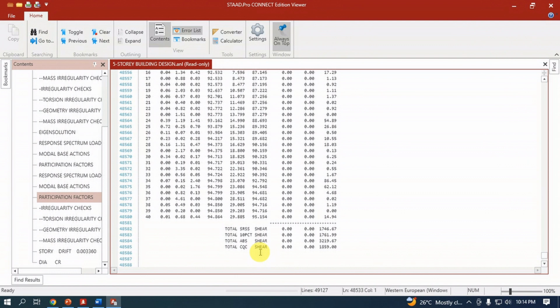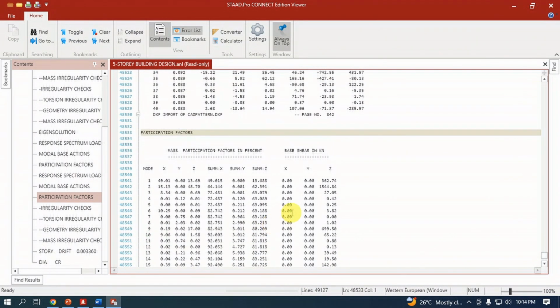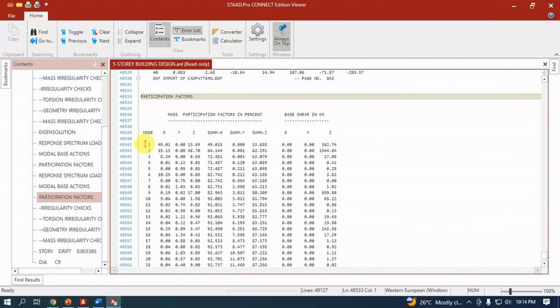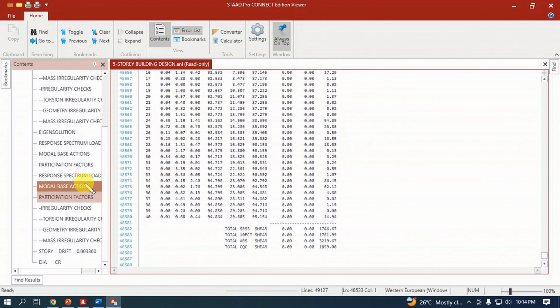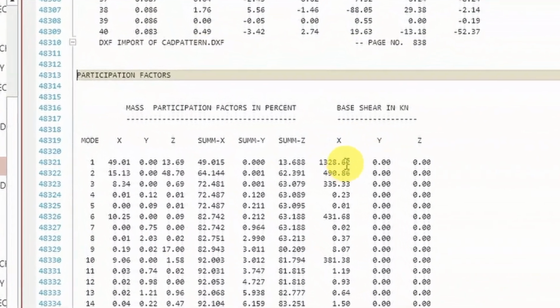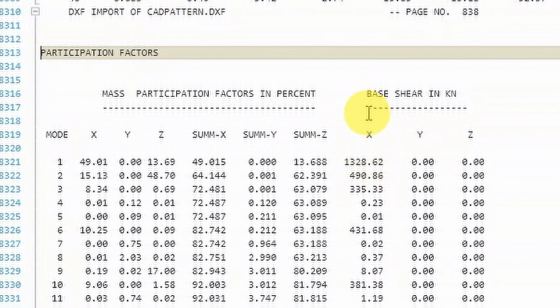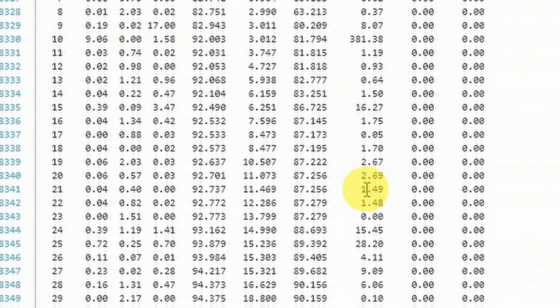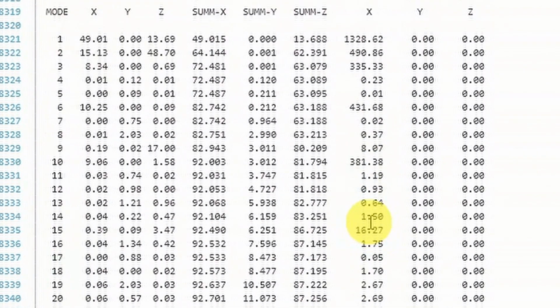Makikita natin dito sa STAAD output ang mga forces. Ito na yun. Mode 1, dito tayo sa X muna. Ito na yun, 1,328. Nakalagay ito base shear in kilonewton. So along X, ito yung mga values niya.